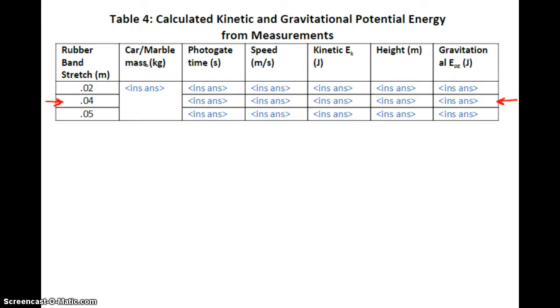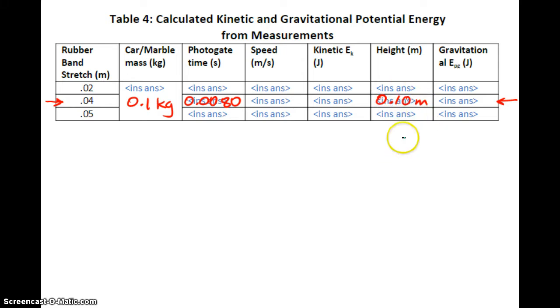We know that the mass of our car and marble, as we've recorded before, is 0.1 kilograms. The photogate time and speeds are things that you recorded directly during your measurements. Now, when I was doing the lab, I found that my photogate time was 0.0080 seconds. And also, my car went to a height of 10 centimeters, so that would be 0.10 meters.